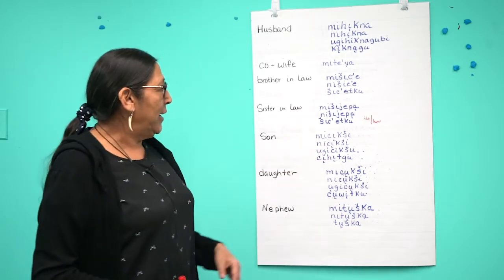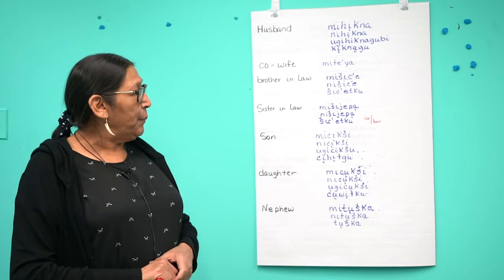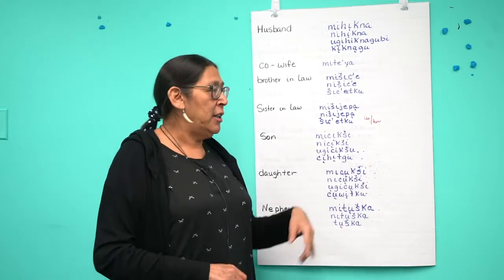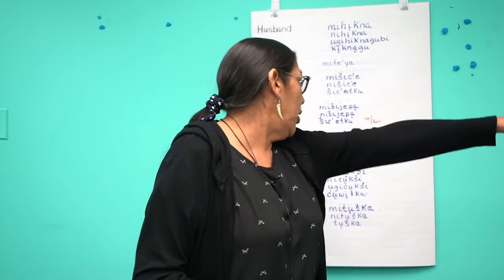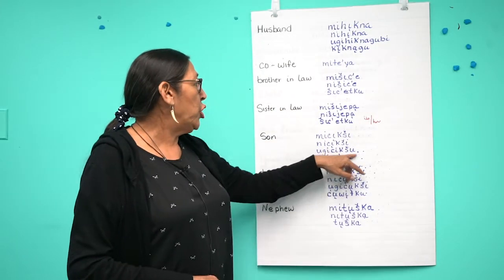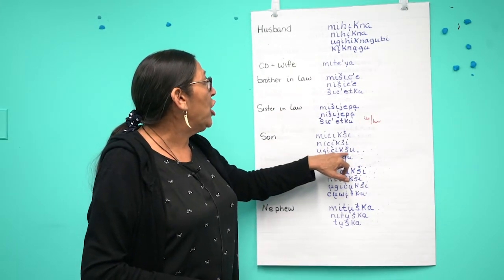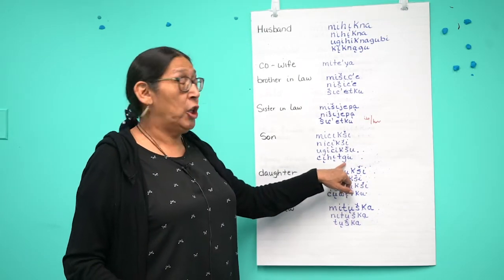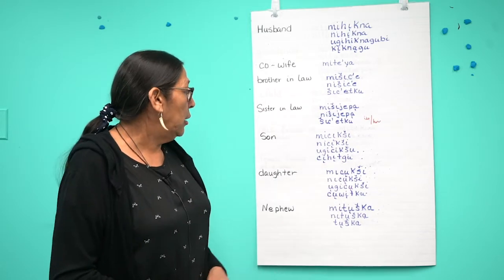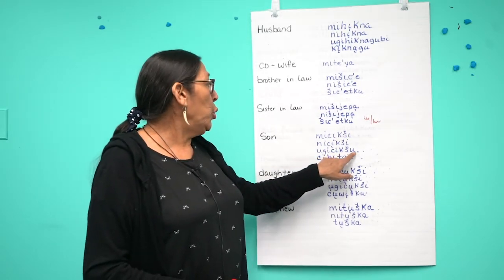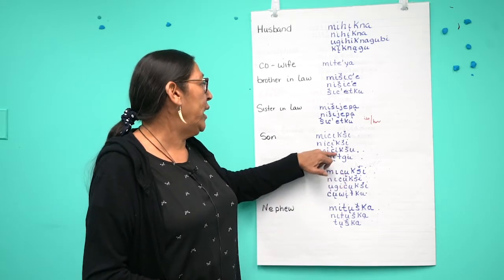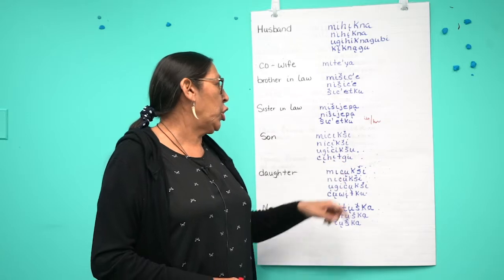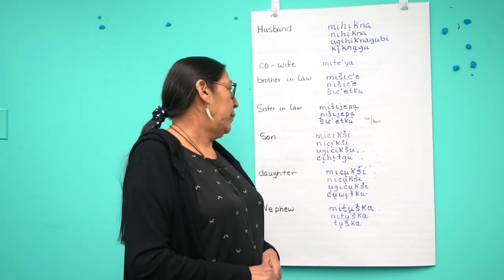We'll move on to my son now. It's my son, mi chingshi. That is my son. Ni chingshi. Is that your son over there? Our son, ungi chingshu. And then his or her son, chihintku. Ungi chikshu. I didn't say that right.